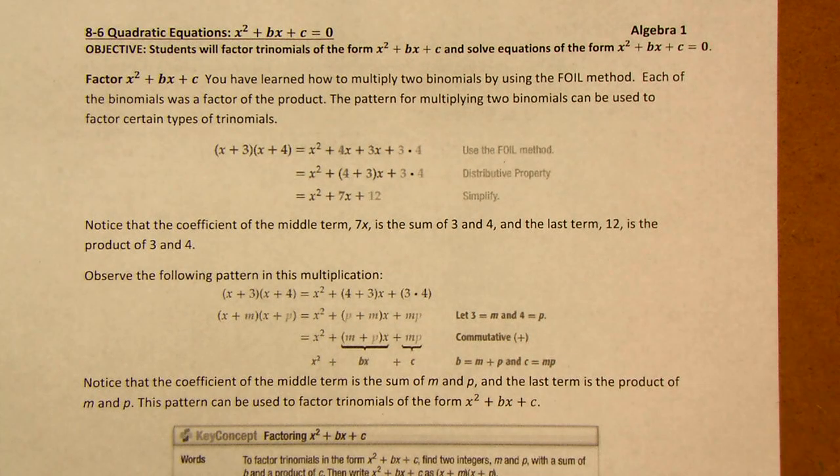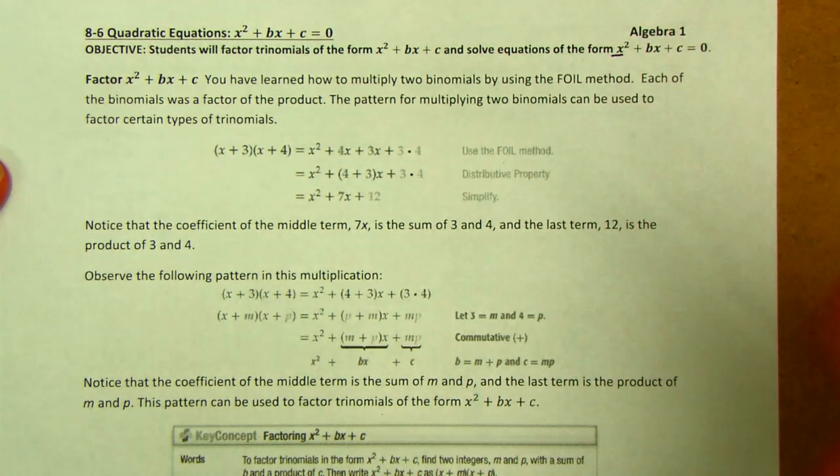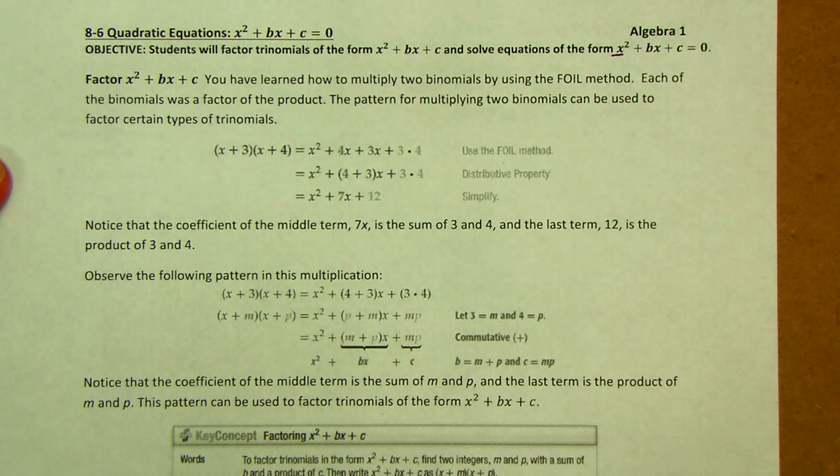Chapter 8, Lesson 6, Quadratic Equations. We are going to continue to learn how to factor trinomials, specifically trinomials where, if you notice, the x squared term does not have a coefficient. These are baby steps. This is the simplest one.